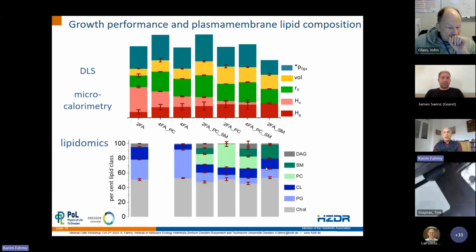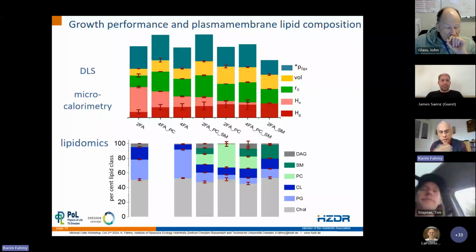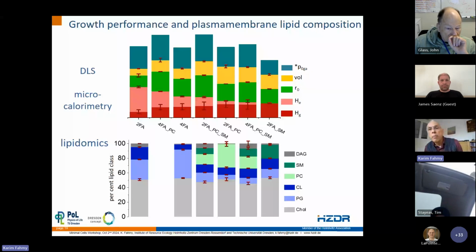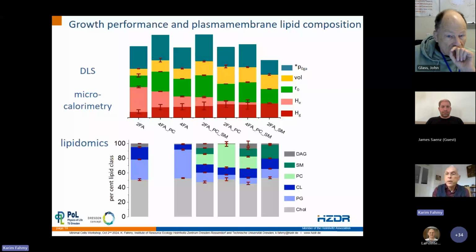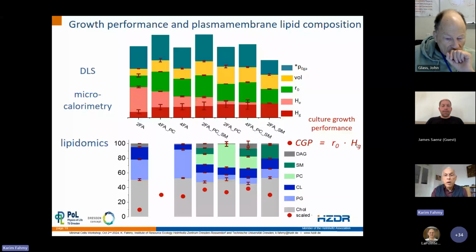Now, if we compare this with lipidomic analyses that James had performed previously, you see that the situation is complicated. We have so many numbers in the upper panel and many numbers in the lower panel. It's hard to compare this, but one way to do so is to define a culture growth performance parameter as a number value, which is again taken from calorimetry. It's just the rate, the maximal division rate, multiplied with the predicted biomass in form of its heat equivalent. And if we do so, we see that this growth performance seems to be high whenever the lipidome is diverse, and it goes down when it is less diverse.